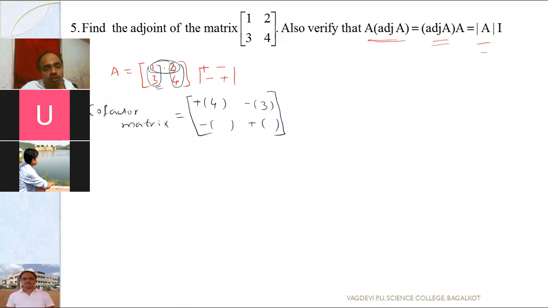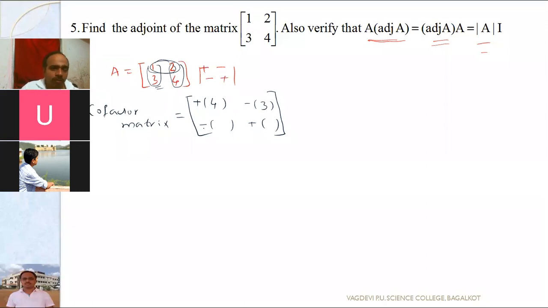So delete the row containing 2, delete the column containing 2. So we are left with 3. But it should be preceded by minus sign, because the sign scheme is plus, minus, minus, plus. So minus 3 is the cofactor.